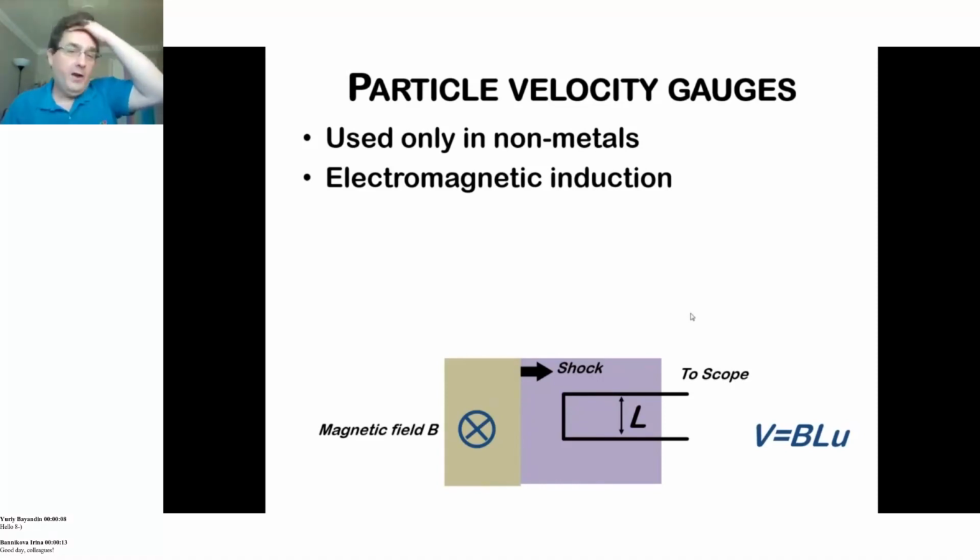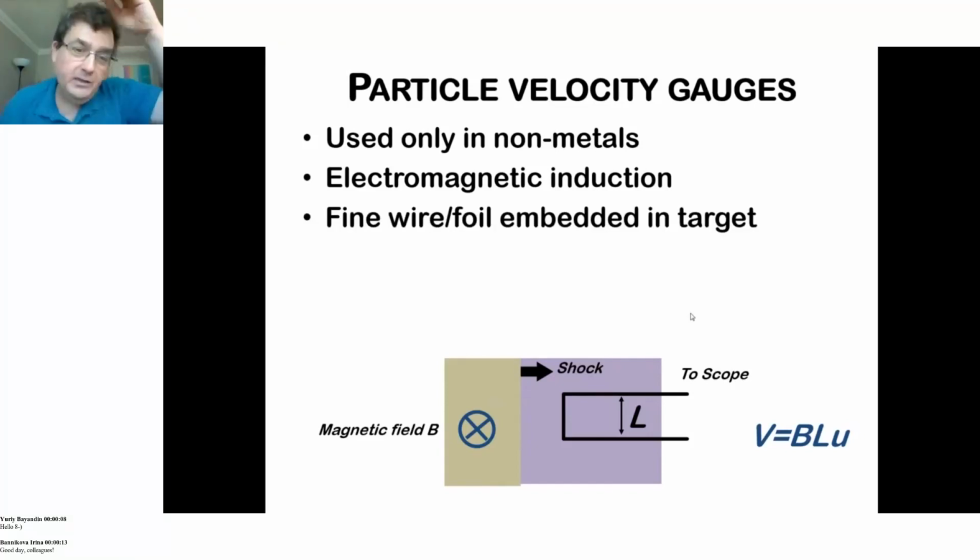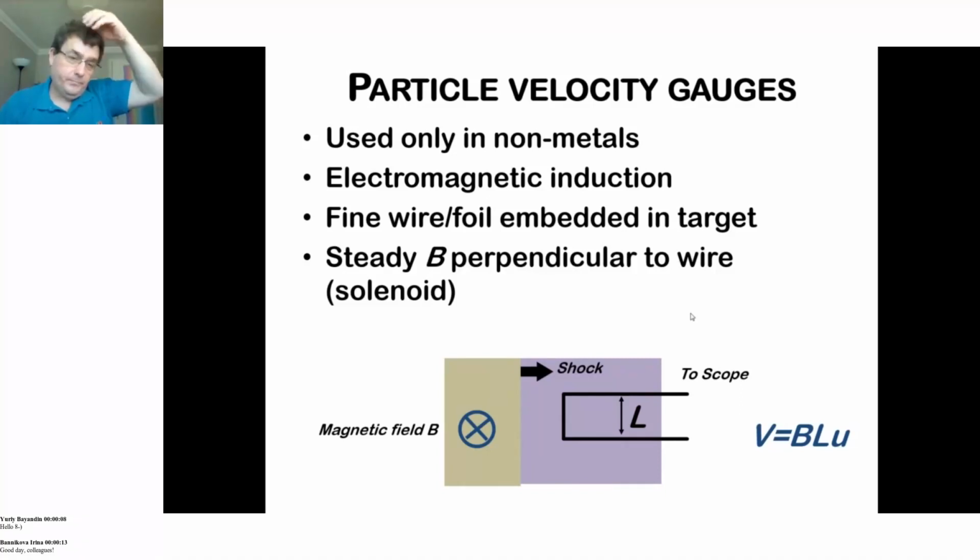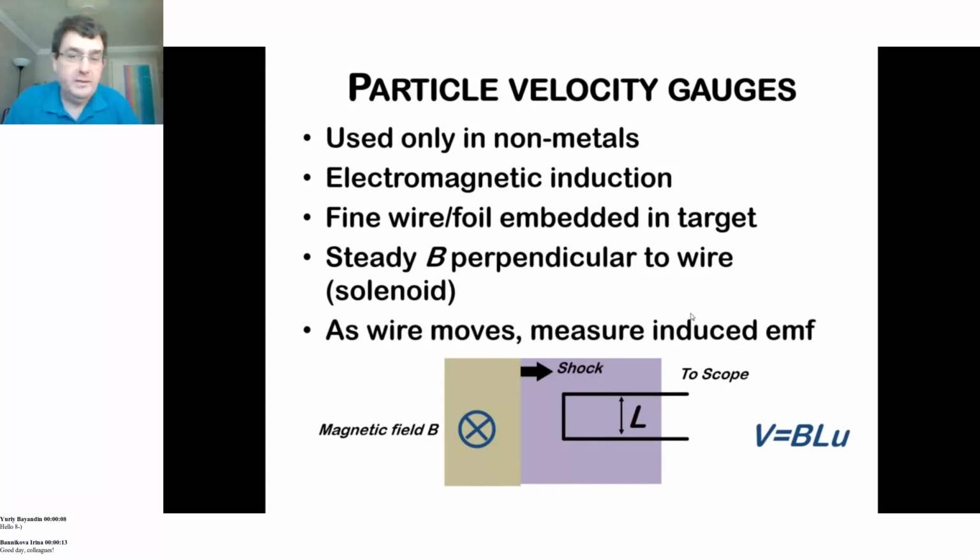And you can put your fine wire or your foil embedded within the gauge, and you get a steady field perpendicular to the wire, generally produced by a solenoid, and you impact it and you move the wire with the shock wave. The wire moves with the material. You measure the particle velocity of the wire, therefore you measure the particle velocity of the material. There you go, you measure the induced EMF.